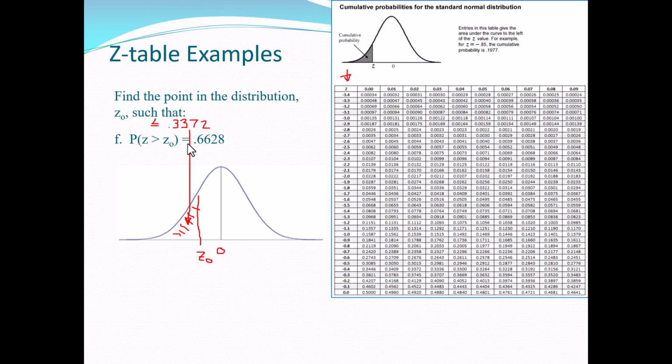All the probabilities on the negative z-score side, because they're cumulative probabilities, are going to be less than 0.5, going up to 0.5. You can see when the z-score is 0 down here at the bottom, the probability is 0.5. But I don't want 0.5. I want 0.3372. Where's that at?